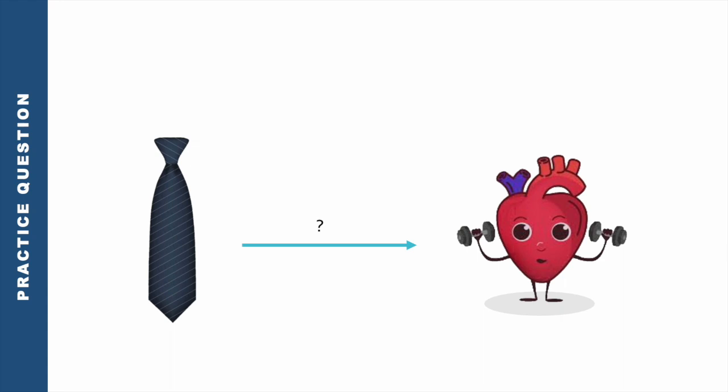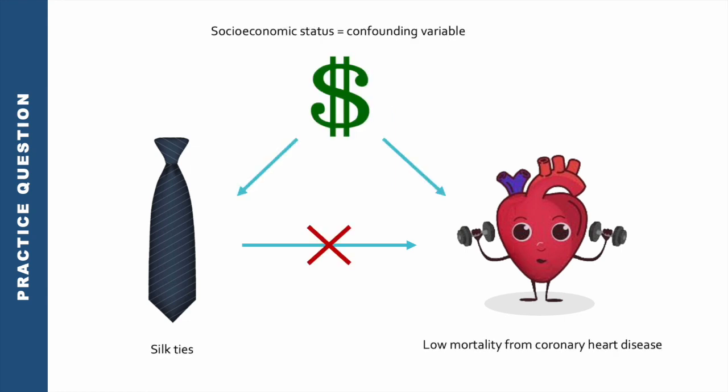Another study found a low mortality from coronary heart disease among men who wear silk ties. What could be going on here that would explain the strong association found between wearing a silk tie and low mortality from coronary heart disease? In this case, socioeconomic status is the confounding variable. Rich men are more likely to wear silk ties, and they have access to healthcare and better food, and for many different reasons, wealthier men are less likely to die from coronary heart disease.